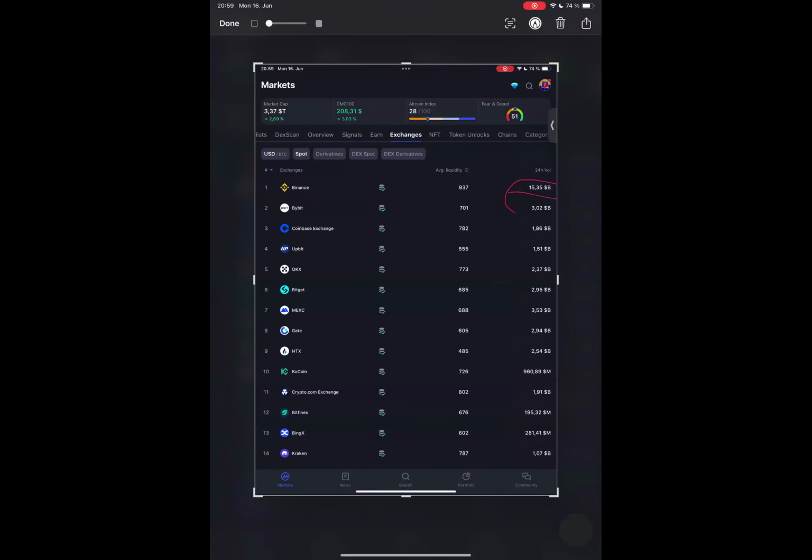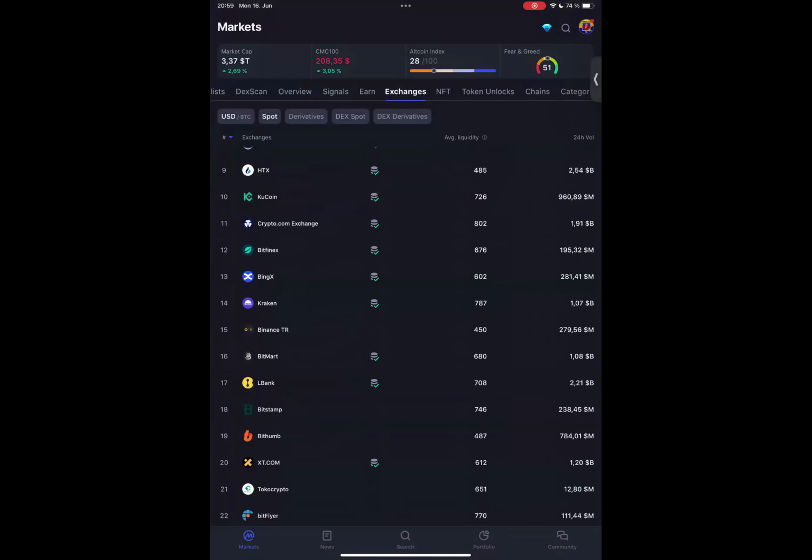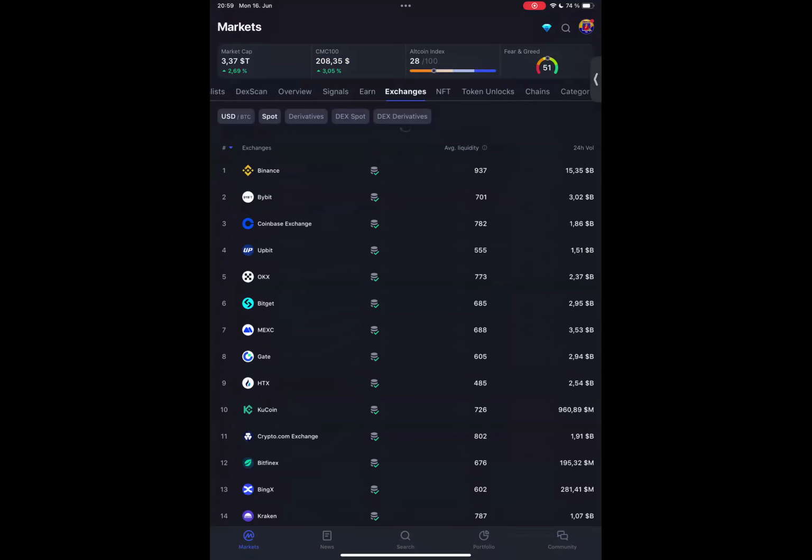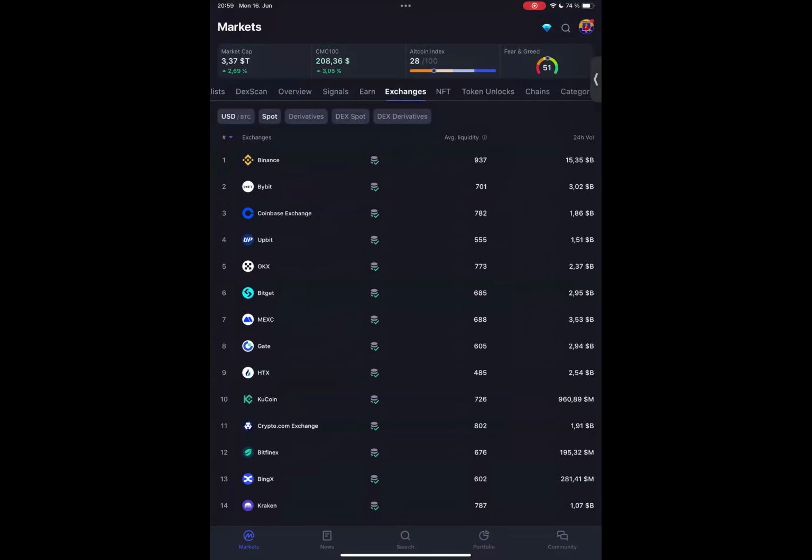Can you see Binance? Within the last 24 hours, 15.35 billion. Your money is part. Your small coins are also part of this one. Okay. Bybit is here. OKX, MEXC, Gate.io, HTX, KuCoin, Kraken is here. Then which one again? Indodax. So all the 9 exchanges, you can see that they fall within the top 15, which is good.